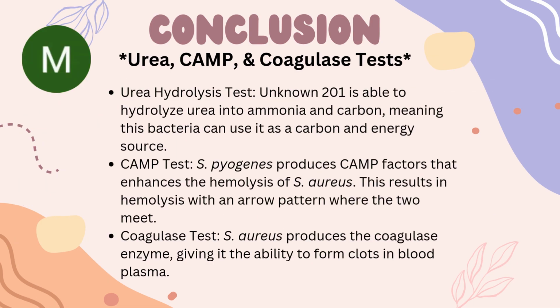The conclusion for our urea test is that our unknown 201 is able to hydrolyze urea into ammonia and carbon dioxide. This means that this bacteria is able to use urea as a carbon and energy source.